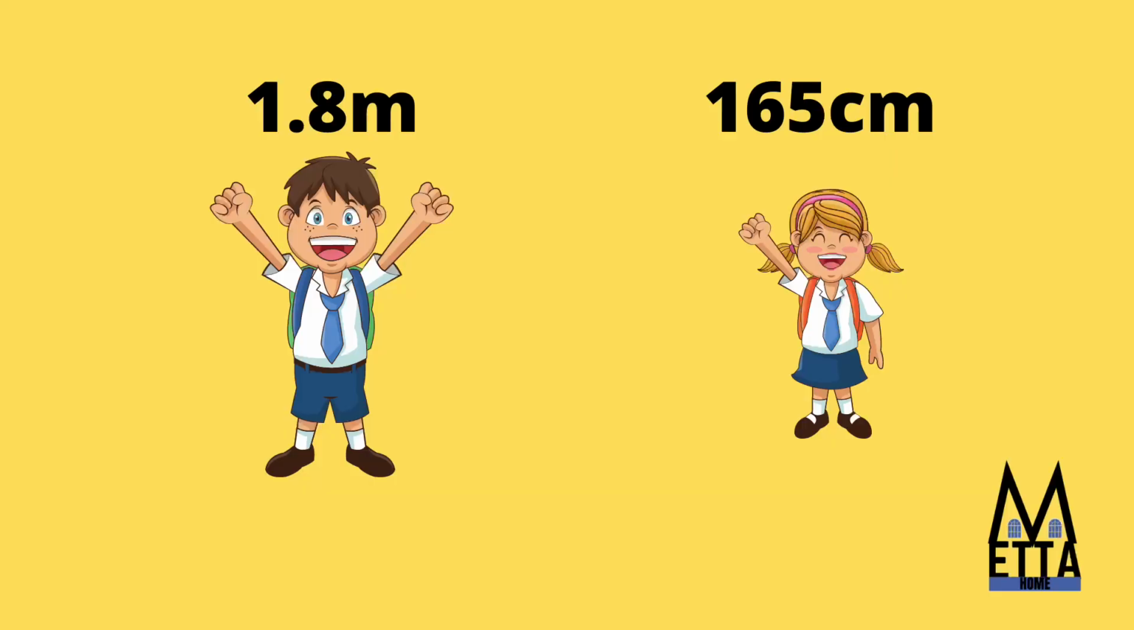Today, let me talk about measurements for elementary school students. Let's go! Andrew's height is 1.8 meters and Morgan's height is 165 centimeters. Andrew certainly looks taller, but Morgan insists that her height is taller since her height is 165 while Andrew's is only 1.8. Whose height is really taller?